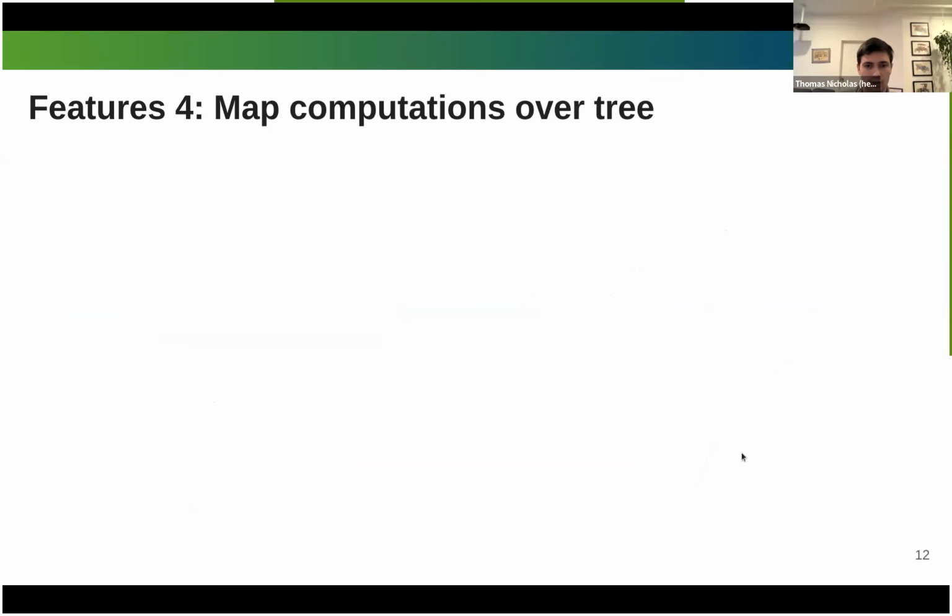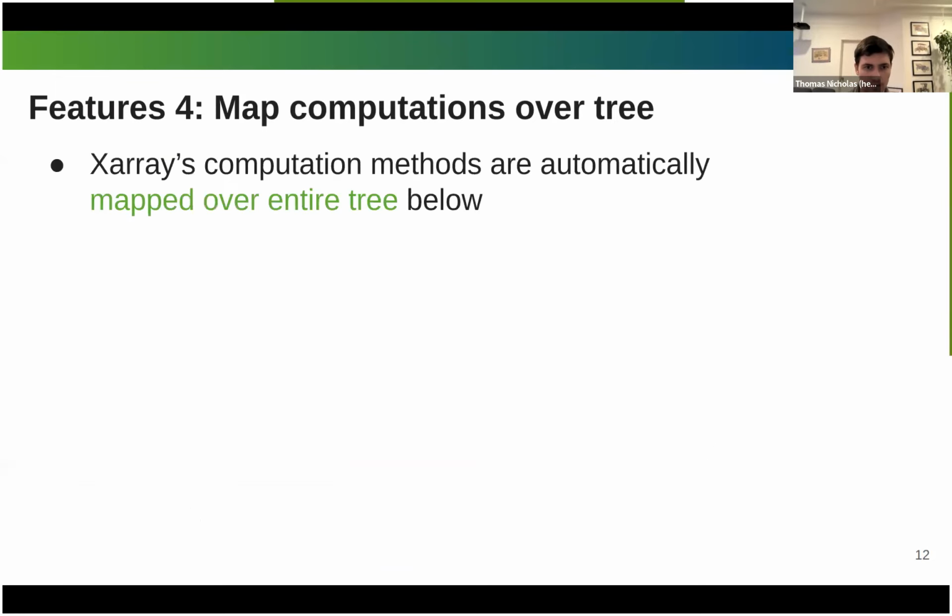Another feature of the tree: so far we've not really talked about actually doing any computation with the tree. So far we've only talked about using it as an organizational data structure, and it's already useful without doing any computation, just for organizing, because you can just pull out the datasets if you need them. But if you want to, you can use it as a high-level structure to map lots of operations over the tree as well. The way we do this is we basically just duplicate Xarray's normal computation methods on the tree object. And then when they're called, they automatically map over every node in the entire tree below.